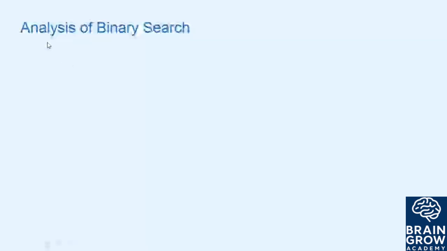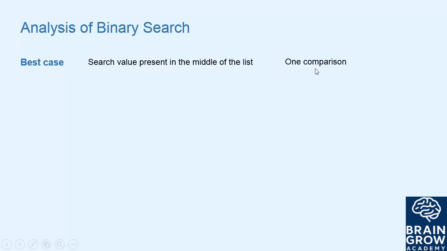In this lecture, we will analyze the binary search algorithm. The best case for binary search would be when search value is present in the middle of the list. So in that case, in the first comparison only, the search is successful. So we need only one comparison. Now the worst case is when the search value is not present in the array. Now let's see how many comparisons will be done in the worst case.